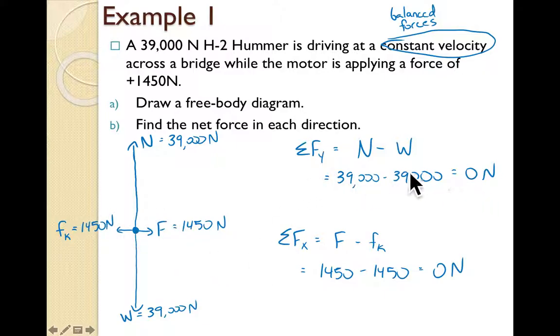So over here on this side, same thing. We do the sum of the forces in the y direction, and we have 39,000 plus negative 39,000, and we get 0 newtons up and down. In the x direction, we have 1,450 newtons to the right. Add to that 1,450 newtons to the left. That takes on a negative sign, so we get 0 newtons side to side.